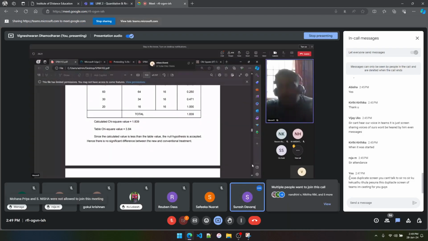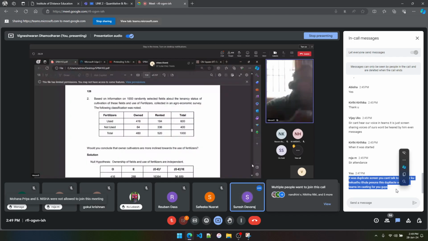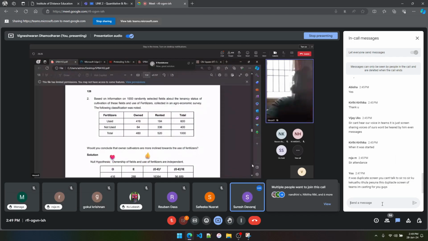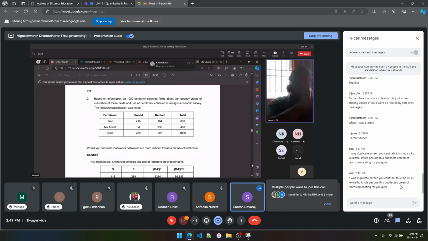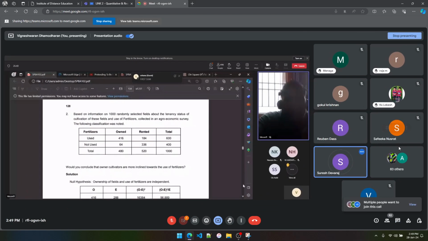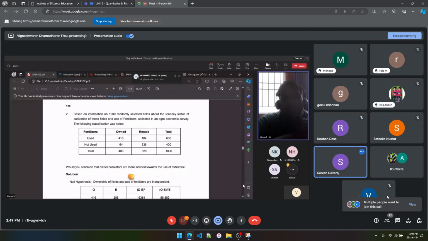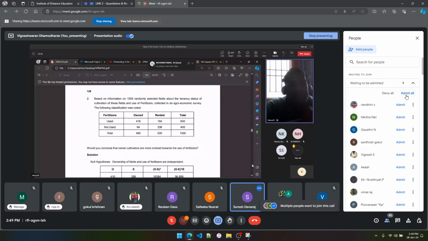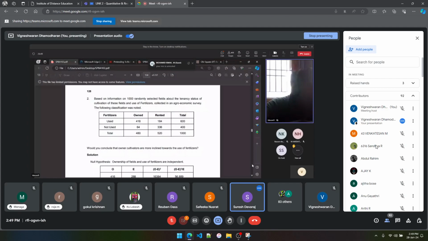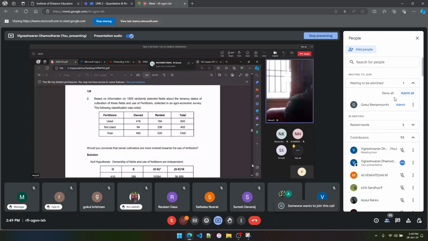Okay, now going back to the next topic. Here also we are going to calculate the chi-square test. Like I said before, here we have to calculate the chi-square test by taking into account the necessary information. Okay, there are two pieces of information.